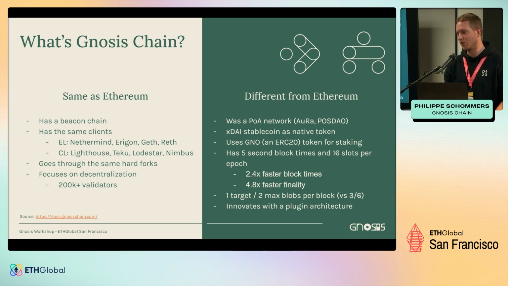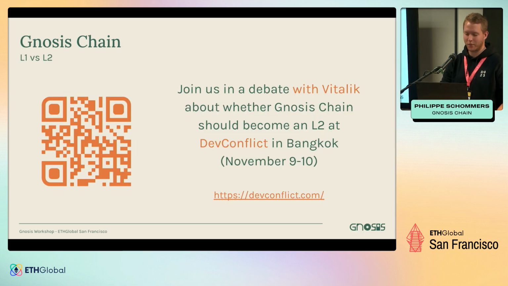But we still use GNO, so our ERC20 token for staking. And we have 5-second block times, which is 2.4 times faster, and 16 slots per epoch, so 2 times less than Ethereum, which makes finality twice as fast. We also have blobs, so we are, I think, currently the only chain except for Ethereum that also has blobs. And we try to innovate on Gnosis Chain with a plugin architecture, for example, Shutter being one of them.